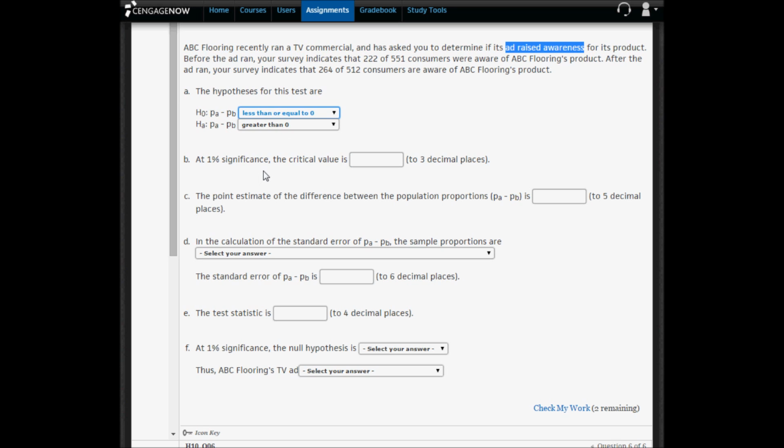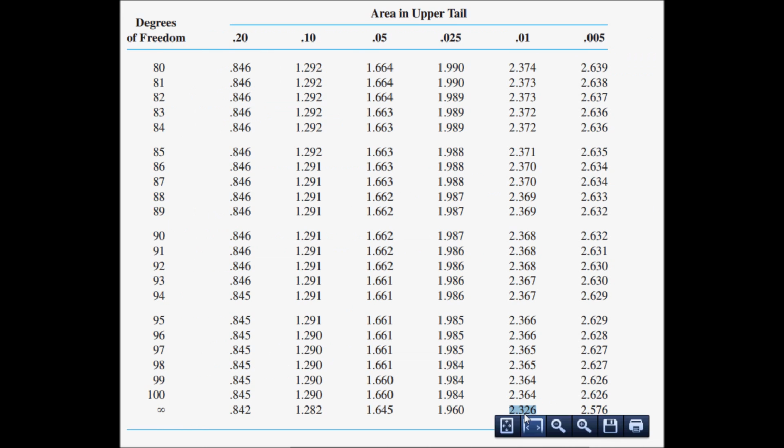Since it's an upper tailed test, there's one critical value. It's positive, and it's found in column 0.01 and row infinity of the T table. So the critical value is 2.326.